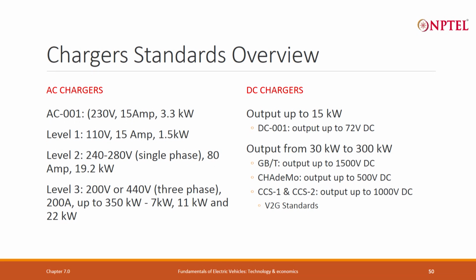Level 3 is a 3-phase supply and goes from about 11 kilowatt to 20 kilowatt in AC, and 350 kilowatt and up for DC. If we talk about level 1 and 2, these are purely AC levels. By definition these are AC standards. Level 3 is both AC and DC. And if we talk about the standards that we just mentioned, CHAdeMO and GB/T, these are 2 standards which are purely DC.